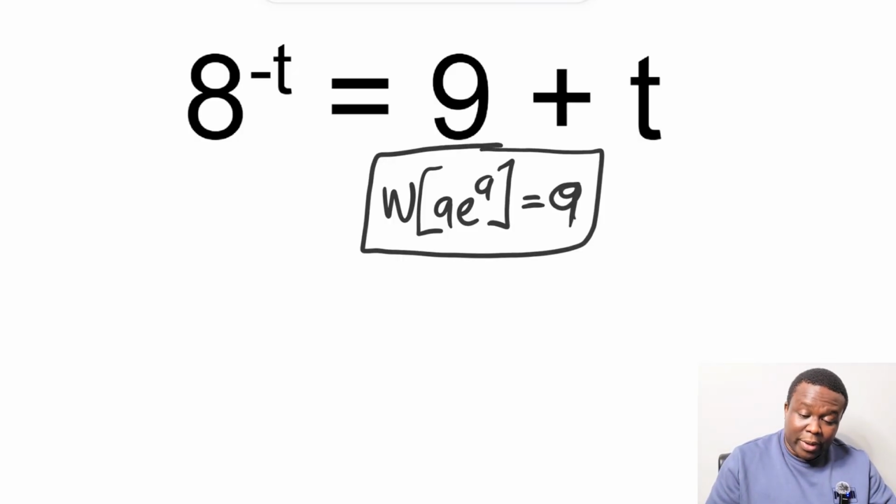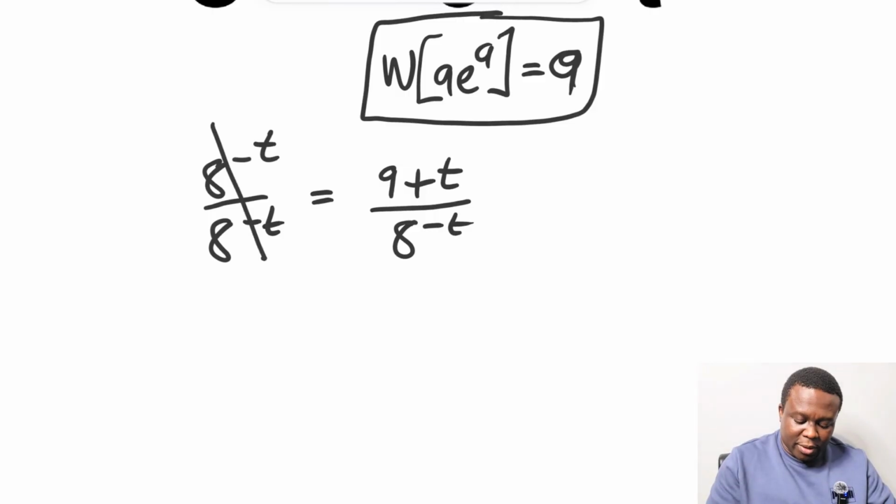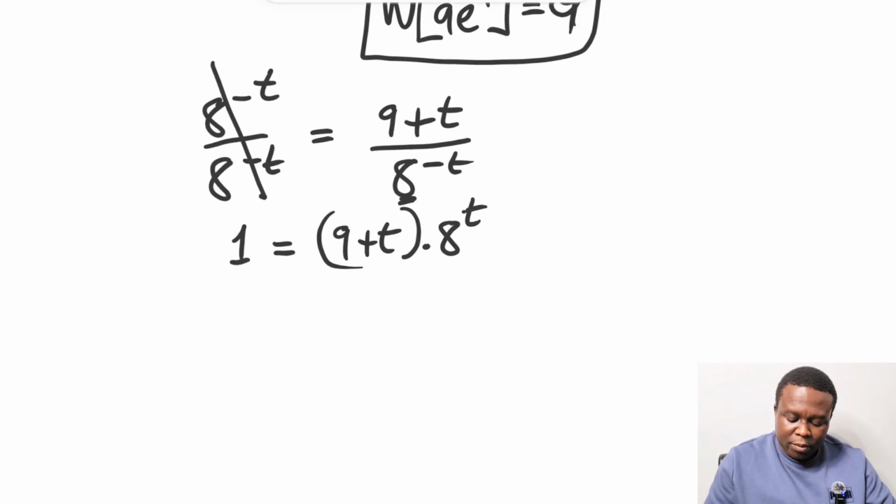So we'll rewrite our equation, and it becomes 8 raised to the power minus t divided by 8 raised to the power minus t equals 9 plus t divided by 8 raised to the power minus t. We cancel this out. On the left-hand side becomes 1 equals 9 plus t, and we can rewrite 8 raised to the power minus t. If we take it to the top, it becomes 8 raised to the power t. Now, we have in the parentheses just t, and then in the power just t. But we have 9 attached to the t in the base.